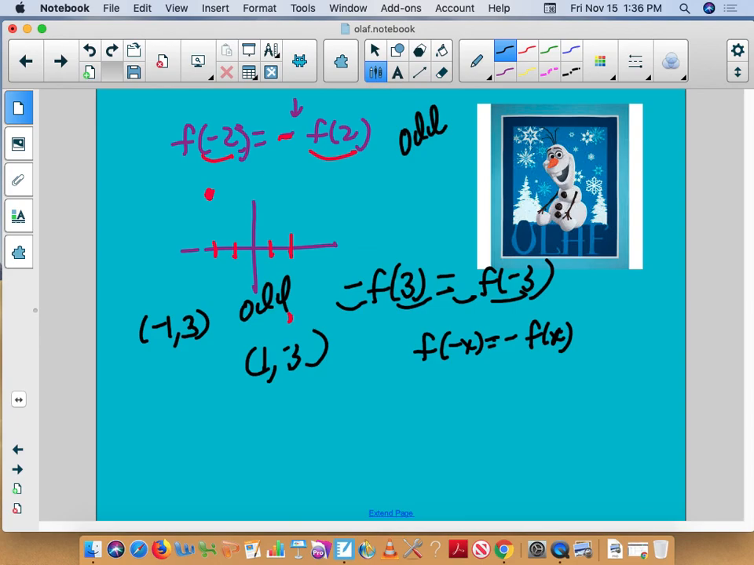In the last blank, you're going to write origin. Symmetric to the origin. And then you'll do part of this worksheet.